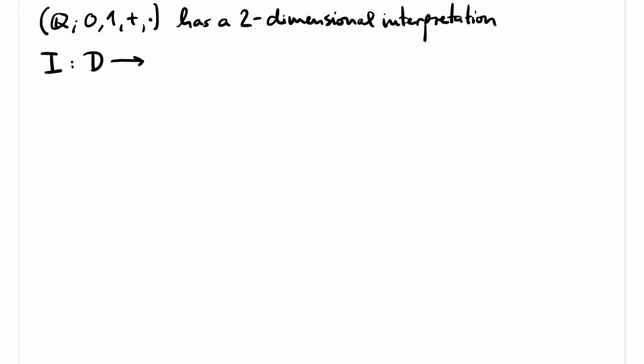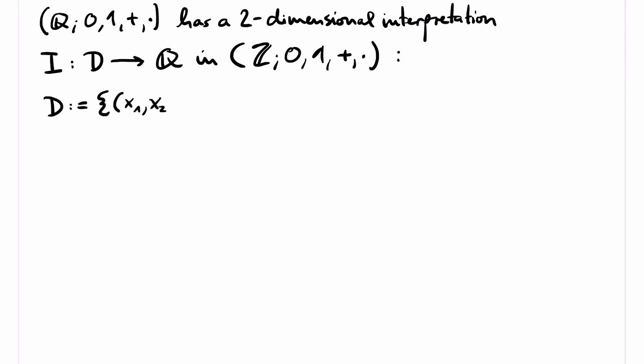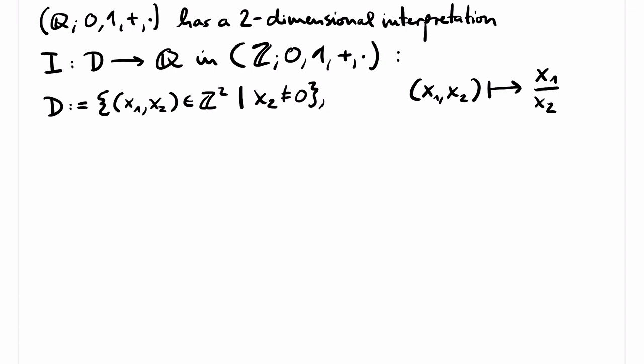I claim that the field of rational numbers has a two-dimensional interpretation I in the ring of integers. The domain of I consists of all pairs of integers such that the second entry is non-zero. And I maps such a pair x1, x2 to the rational number x1 divided by x2. We have to check that this is indeed an interpretation. So for each atomic formula over the rationals, we have to find a defining formula over the integers. For the atomic formula x equals y, the defining formula must have 2 times 2, so 4 variables.